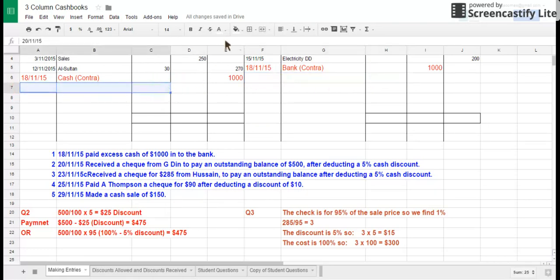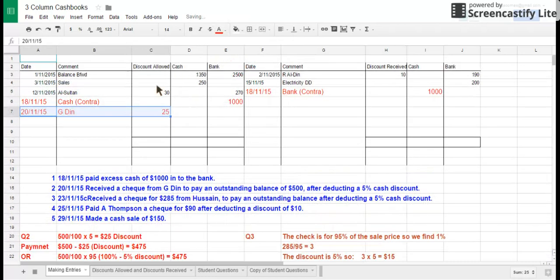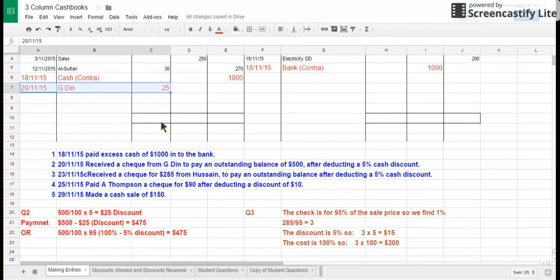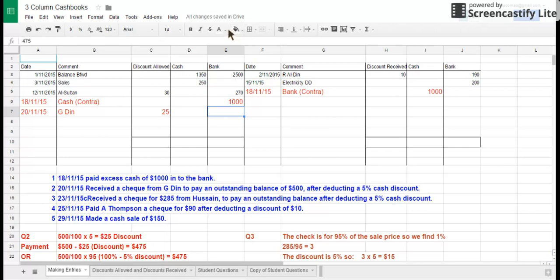So we've got $25 going in the discount allowed because we have given GDIN this discount. And then to work out the amount of the actual payment, I spelled it incorrectly there, so that's my error. What we can either do is do the original $500, take away $25 to give us $475, or 500 divided by 100, and then multiply that by 95, because if it's a 5% discount, 95% must be the amount of the cheque. Either way, it equals $475 going into the bank.